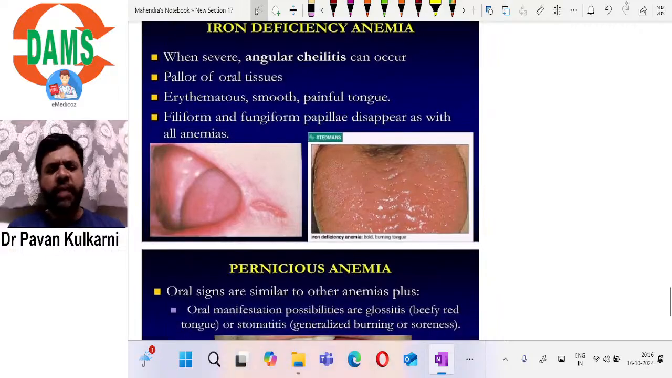In iron deficiency anemia, classically you will see angular cheilitis. There is no other typical oral manifestation. Glossitis is seen, pale oral mucosa, angular cheilitis, all those are seen.